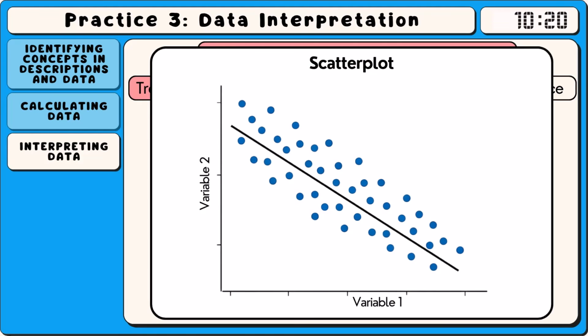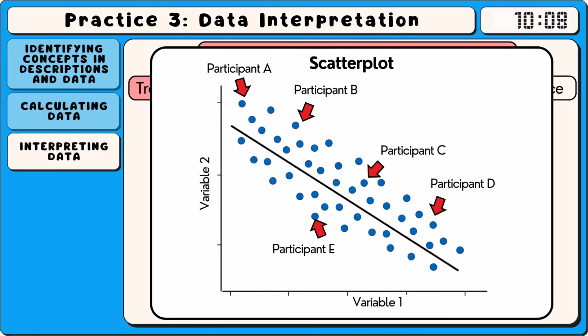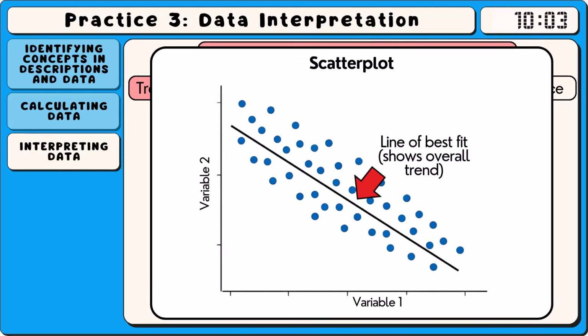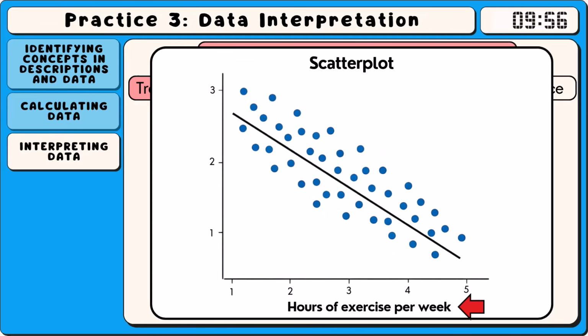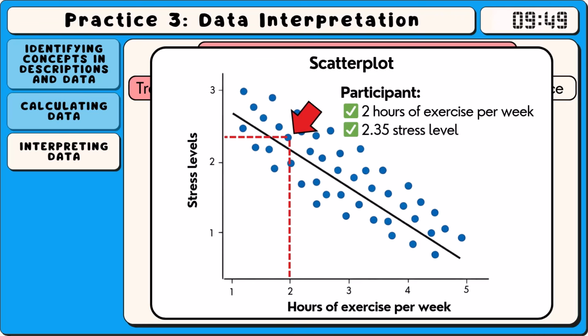This skill is about reading a scatter plot and explaining what the pattern shows. In a scatter plot, the horizontal axis shows one variable, and the vertical axis shows another variable. Each dot represents one participant's scores on both variables. The line on a scatter plot is called the line of best fit, which shows the overall trend or relationship between the two variables. For example, a researcher might place hours of exercise on the horizontal axis and stress levels on the vertical axis, with each dot representing one participant's exercise amount and their reported stress level.